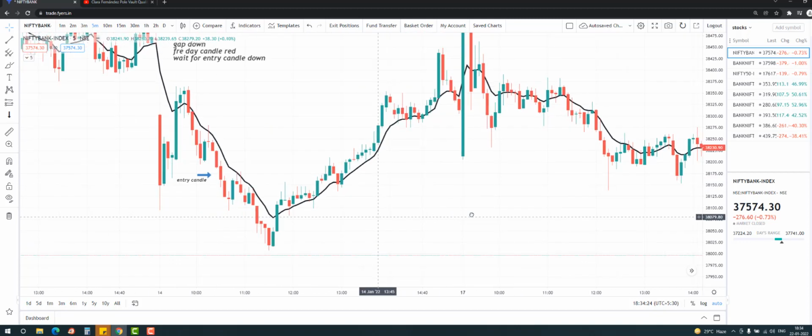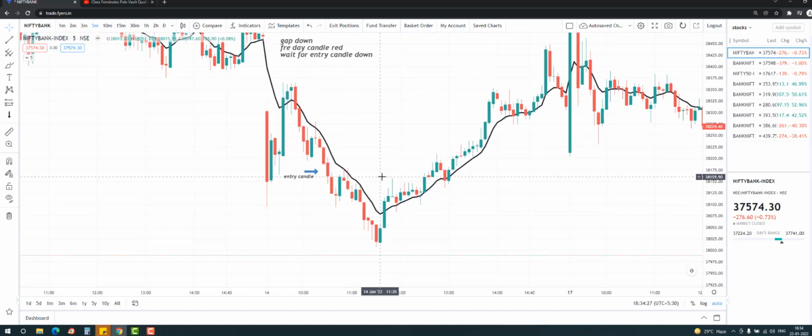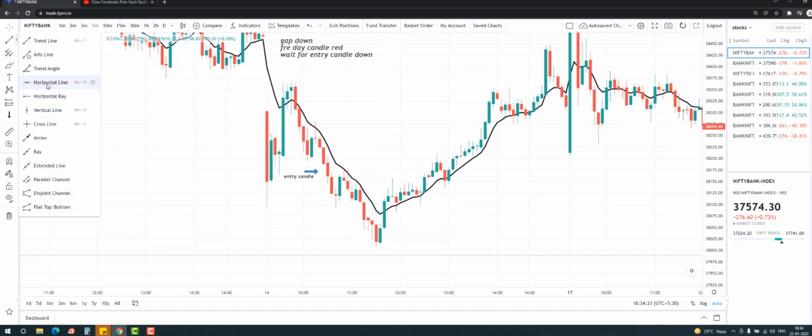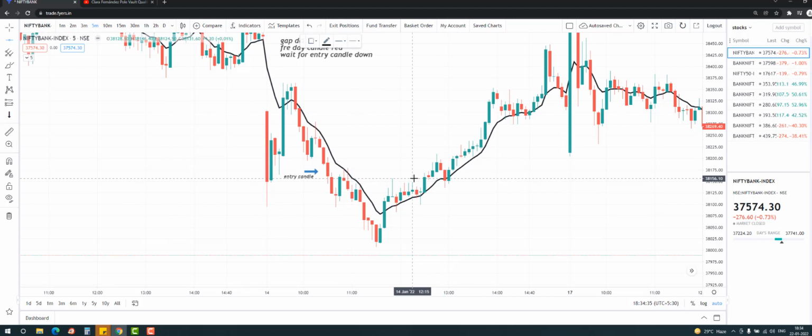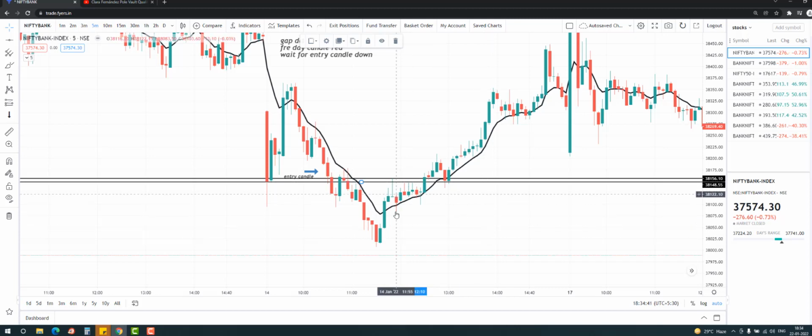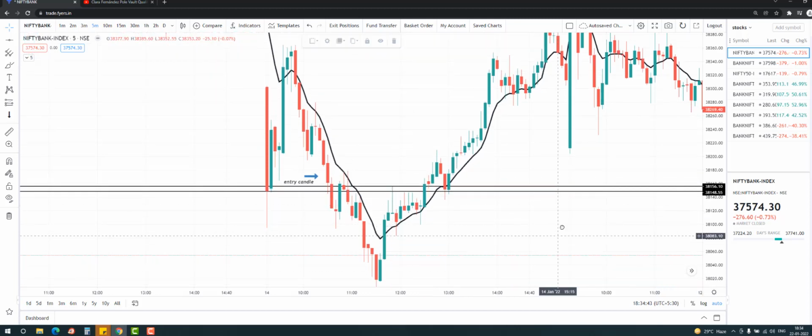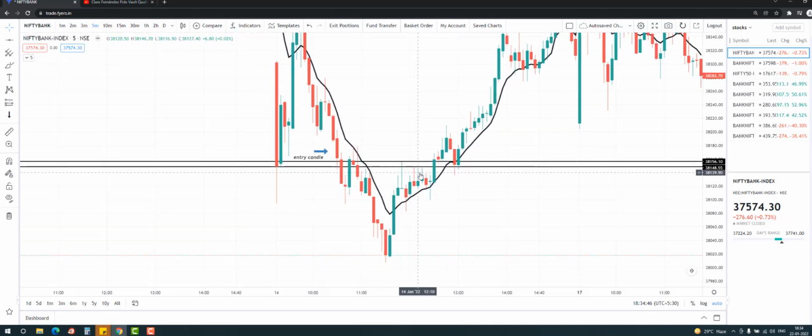So the minute you find a candle like this, you're going to mark the high of that particular candle. Let me mark the high of this candle, or if you want, you can mark the high of the next following candle. Now you have identified the candle. How are we going to trade?